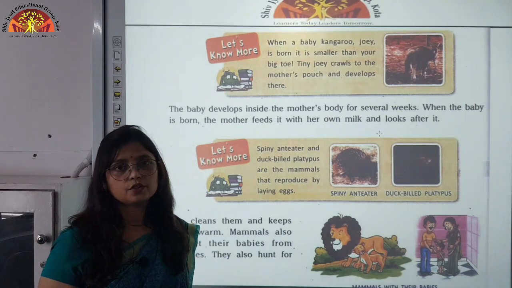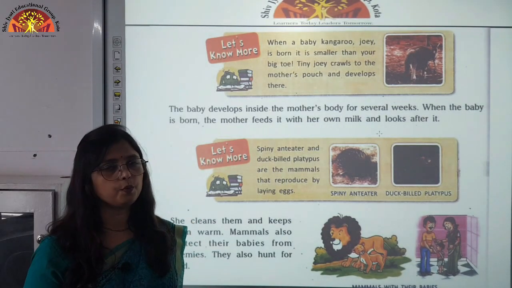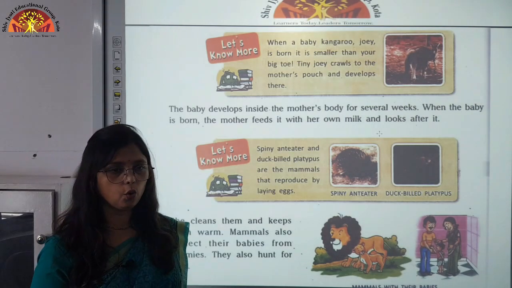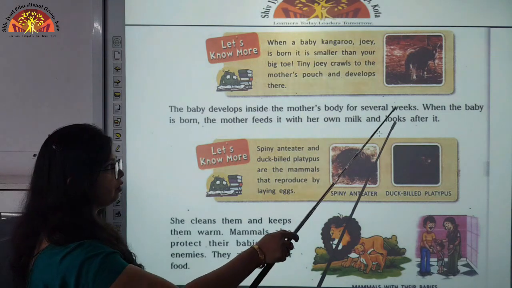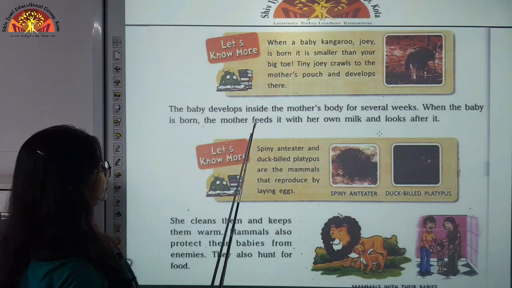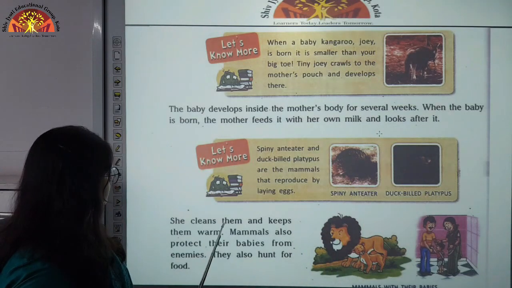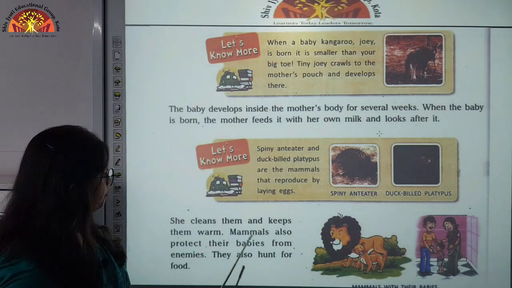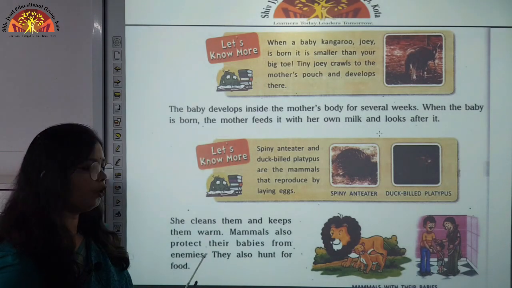So children, just now we have read that mammals breathe through lungs, they give birth to babies and feed them with their own milk. Then the baby develops inside the mother's body for several weeks. When a baby is born, the mother feeds it with her own milk and looks after it. She cleans them and keeps them warm. Mammals also protect their babies from enemies. They also hunt for food.